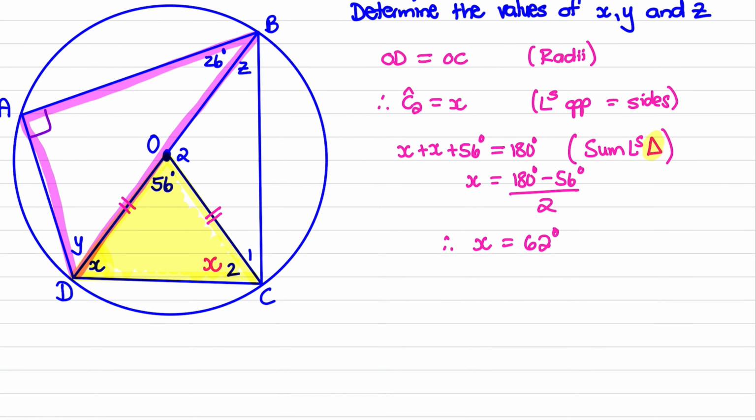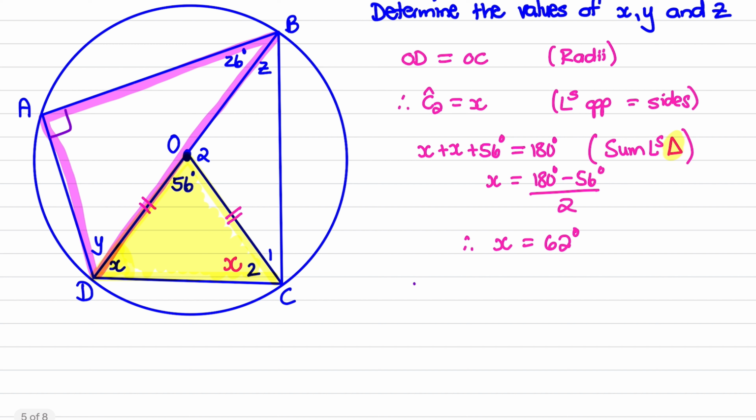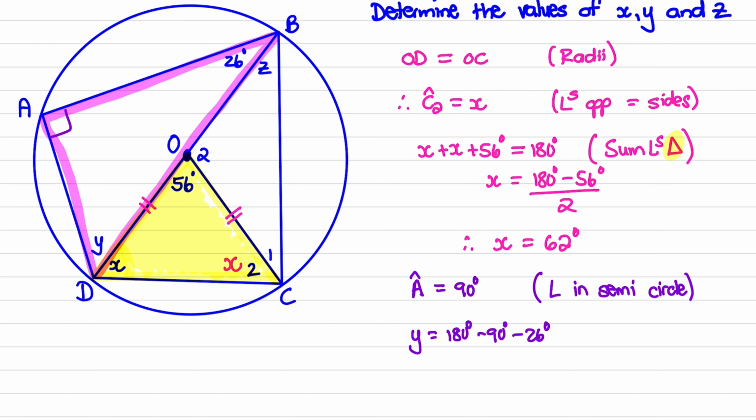So let us quickly write that down. We can say that A is equal to 90 degrees, and the reason is angle in a semicircle. Then we can say y is equal to 180 degrees minus 90 minus 26 degrees, and this is the sum of angles in a triangle. And the triangle that we are focusing on is the pink triangle, or the triangle ABD, which we indicated on the sketch. Therefore, y would be equal to 64 degrees.